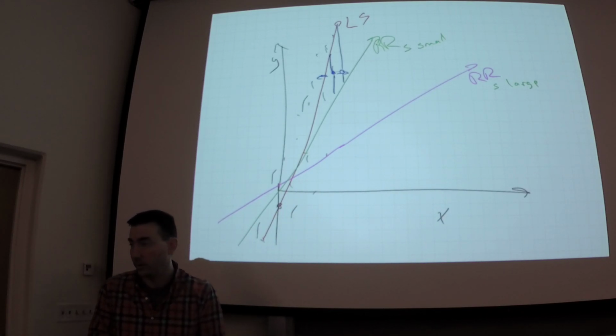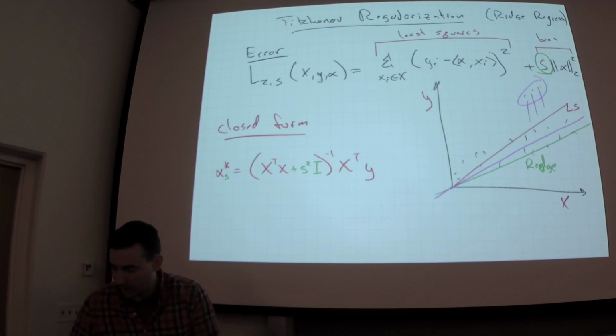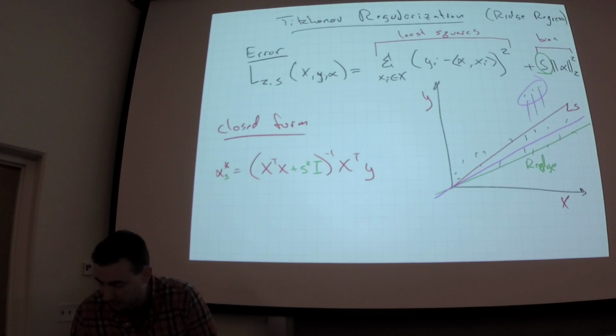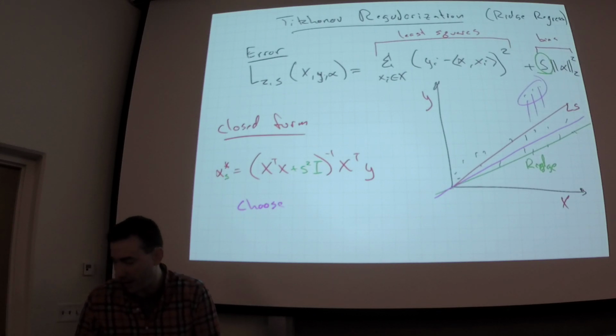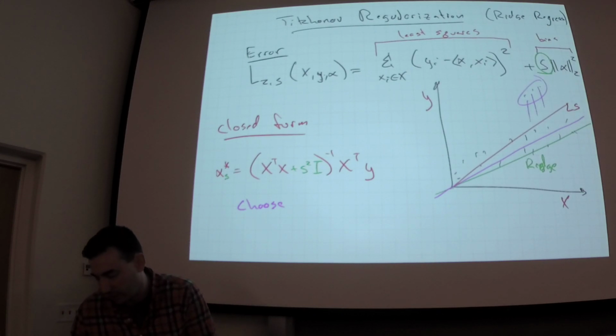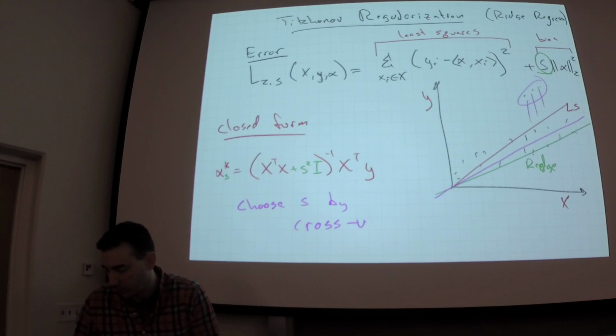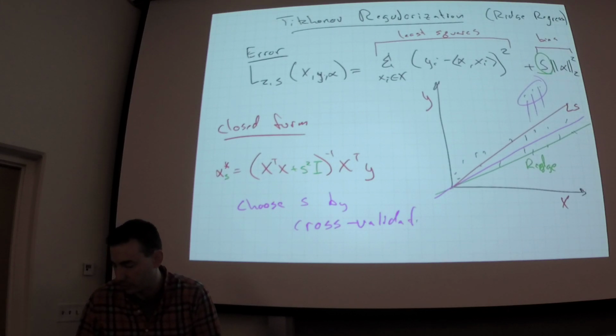So how do you choose the optimal S value? Let me just say, we'll have a big part of a lecture on this later. Choose S by cross validation.